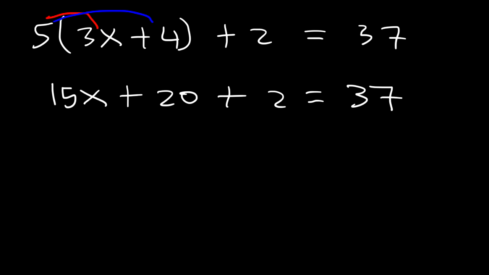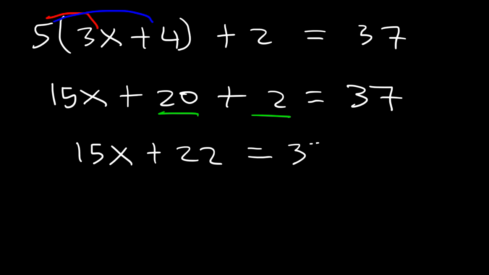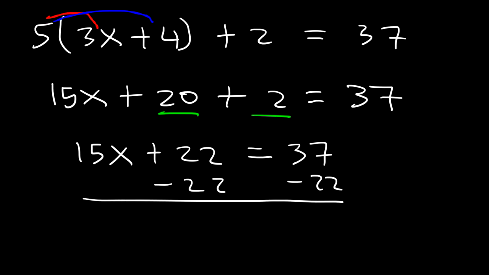Now let's combine like terms. We can add 20 and 2, which we know is going to be 22. So we have 15x plus 22, which is equal to 37. Now our next step is to subtract both sides by 22. 37 minus 22, that's 15.